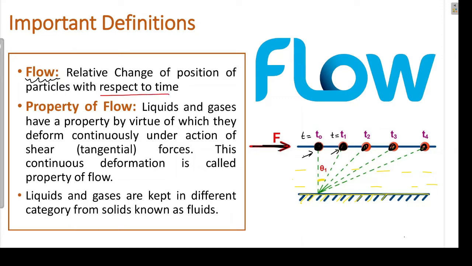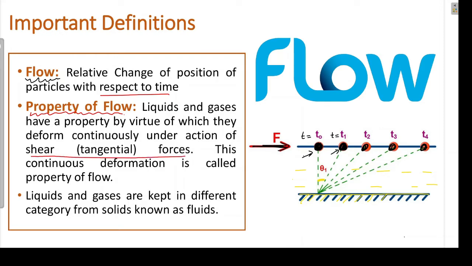Next important definition is property of flow. Now why this flow we are able to see? This property of flow is basically seen in the case of liquids and gases. That means this phenomenon is not going to happen in the solids. Only in liquids and gases we are going to see this property. That means property of flow is a property of a fluid, and we have two types of fluid, which are liquids and gases. Now why is this flow happening? Here also the same thing has been written, that this flow is happening due to the shear force or the tangential force.